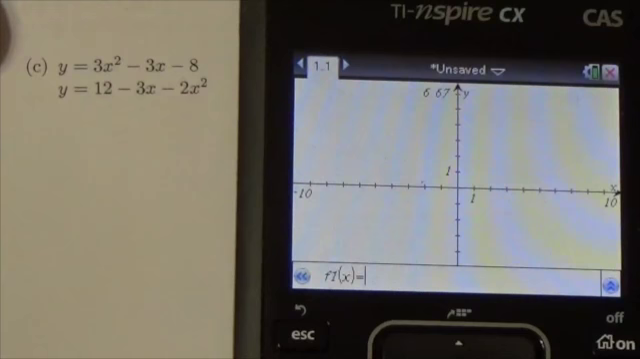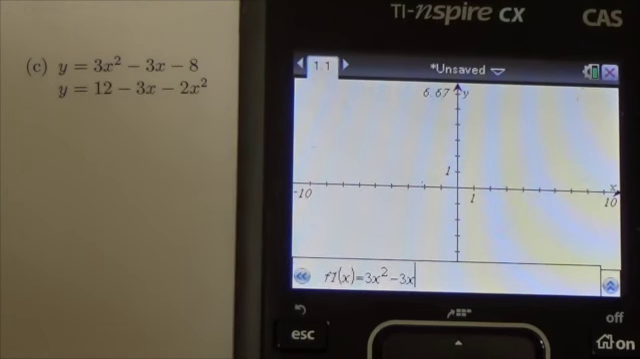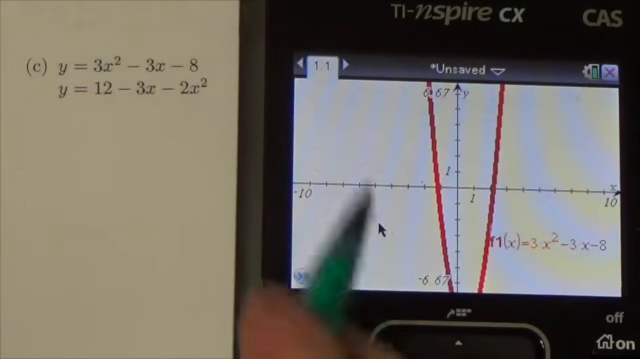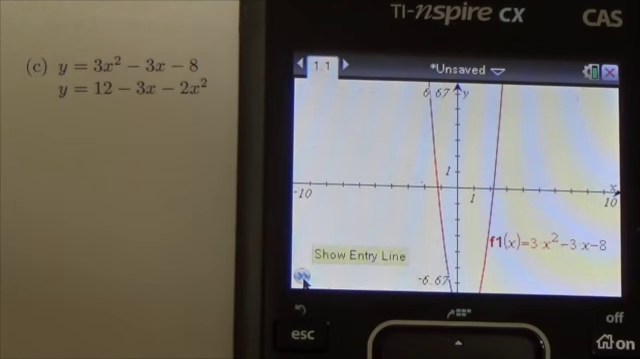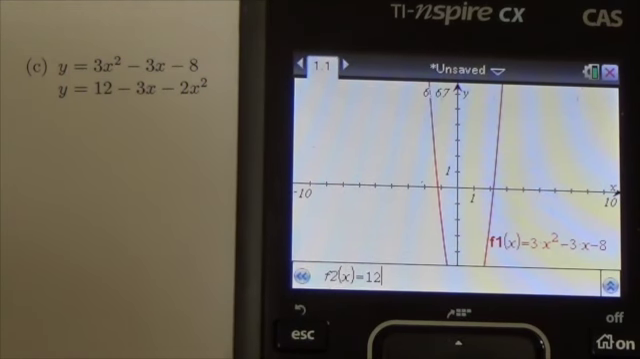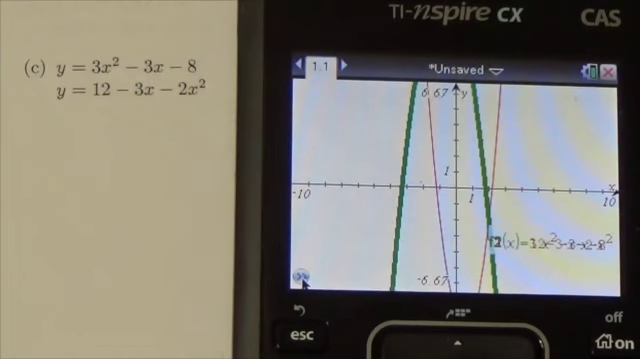First thing I'm going to do here is enter that first equation. So I go to what's essentially my y equals, and I will enter 3x squared minus 3x minus 8. Press enter. I kind of like that right away. It gives me the parabola there. Then I come back to this entry line here, and it'll be 12 minus 3x minus 2x squared. Enter.